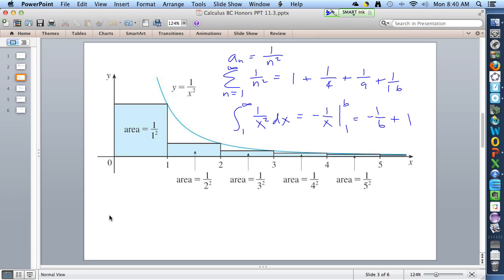Yes? Okay, so here's what I want to say. If the integral converges, then the series is going to converge. If the integral diverges, the series will diverge. And I'm going to give you an argument about why I can say that. In this example, I need a couple things to happen. I need the series to be positive, and I need the series to be decreasing.